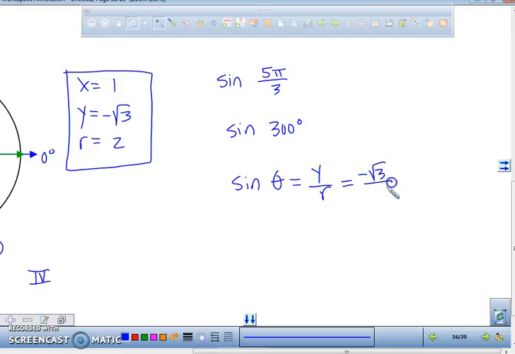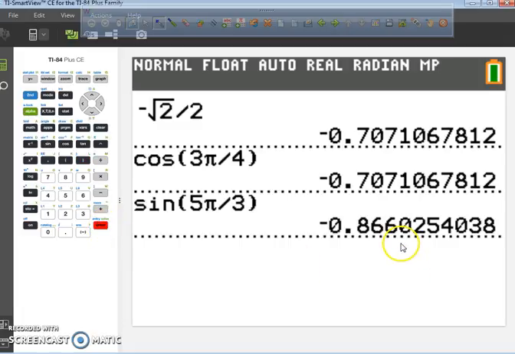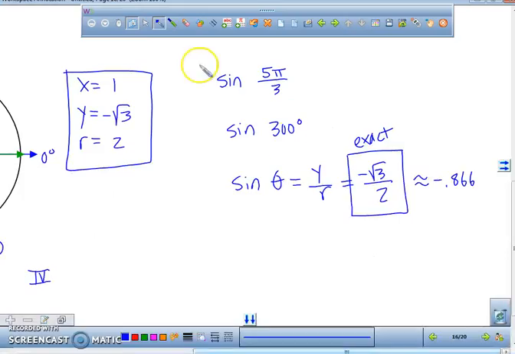Negative radical 3. What's the r value? 2. By the way, this is our exact answer. Now that's approximately equal to negative 0.866. That's the approximate value of this. Okay? Which means, if this is our exact and final answer, guess what we can do in the calculator? Type in the sine and type in 5 pi divided by 3 and press enter. What did I say the approximate value is? Negative 0.866. Which matches that exact answer right there.